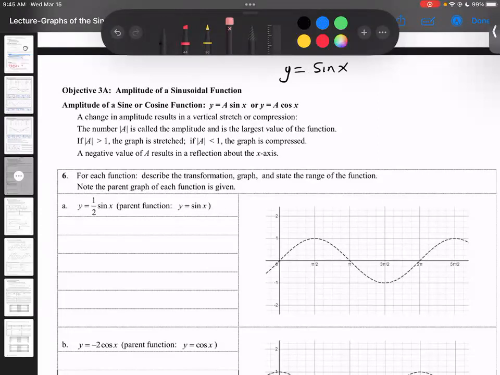If I change that, it's no longer one. I want something else. I want 2, I want 3. Then the graph either gets taller or shorter, depending on what my a is. If a is bigger than one, my graph gets taller. If a is between 0 and 1, say 1/3, 1/5, 1/10, the graph is squishing down. Do you remember that? Compression, vertical stretch, all that? A change in amplitude results in a vertical stretch or compression.